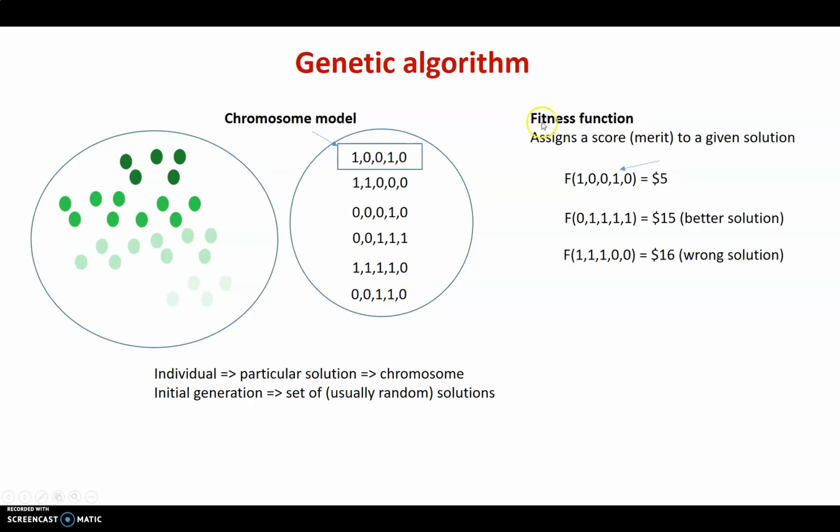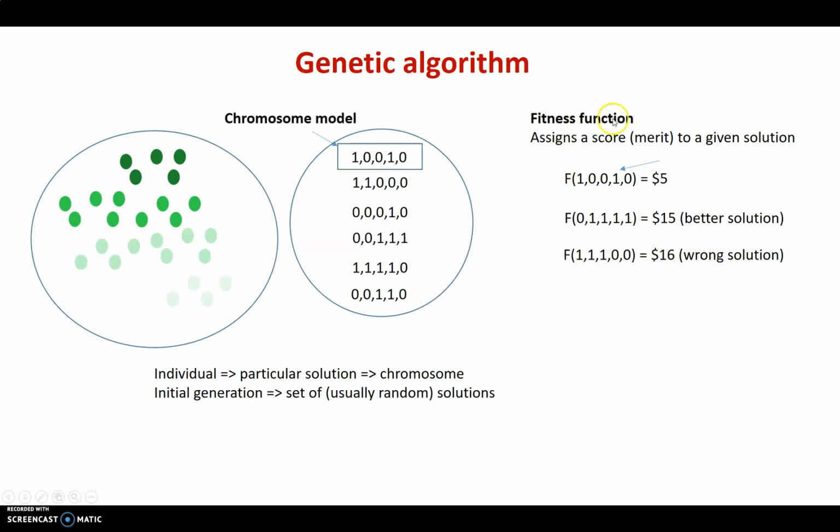Okay, now we need a fitness function. It's a function that assigns a score, a merit, to a given solution. For instance, in the case of the knapsack problem, we know that the function is just the total value of the elements that are put in the knapsack. In this case, the value is 5, but in this case, it's 15. A better solution. This case is a bad solution, and the function would give us a very bad value.